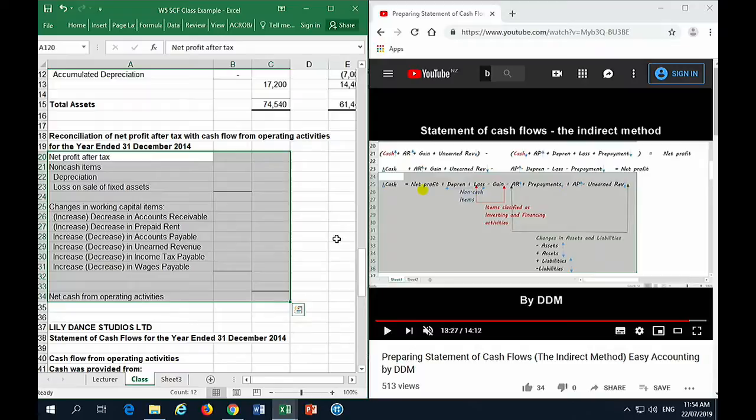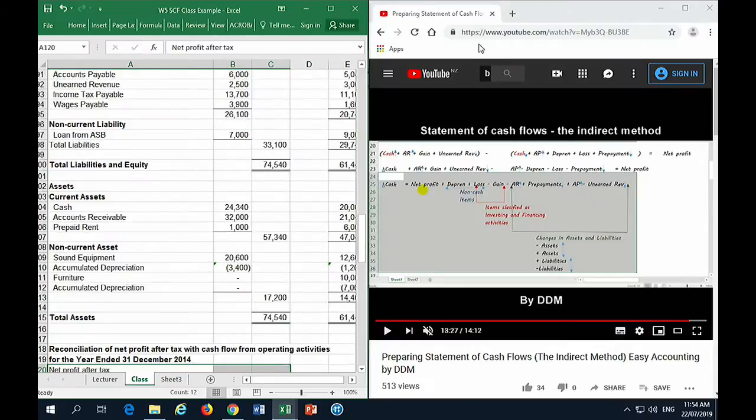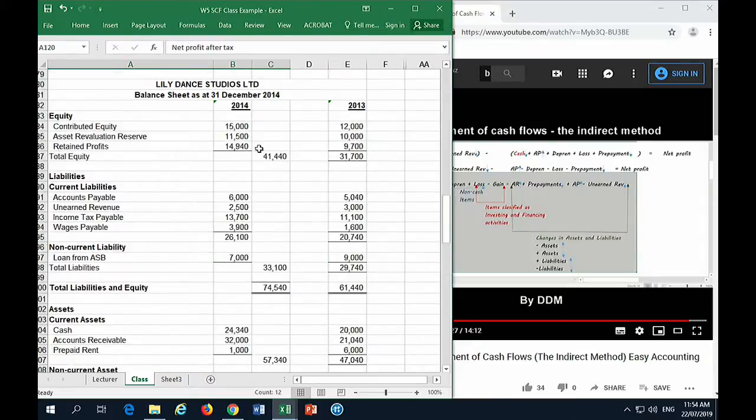So the increase and decrease, guys, this is actually comparison between last year and this year, right? So the increase or decrease, you see, yes, the balance sheet. You see how the balance sheet items change from 2013 to 2014. So that's what increase and decrease means.